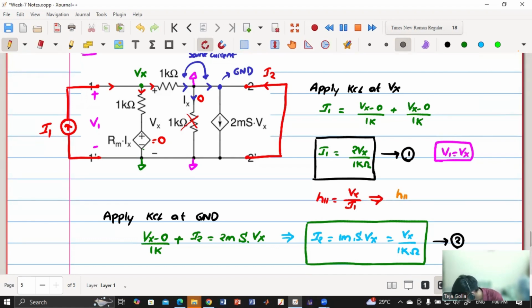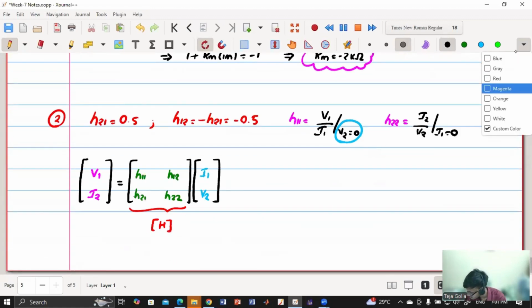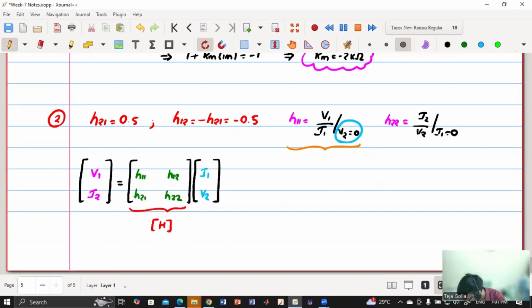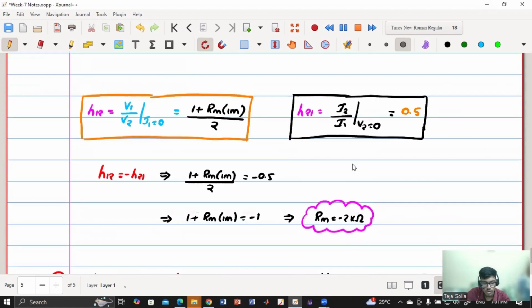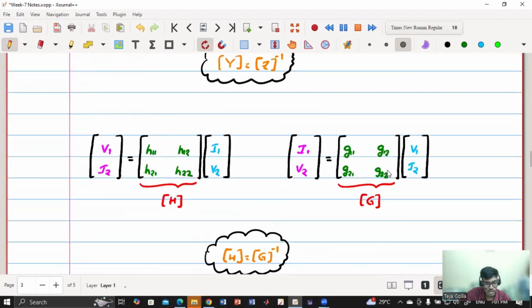H11 will be 0.5 kilo ohm. Agree? From this equation only I'll get it. So H11 is easily obtained, and I got H11 to be 0.5 kilo ohm. If you see, H21 and H12 are dimensionless, and this has a dimension of resistance. Why? Because the way they are defined, that decides the dimension.